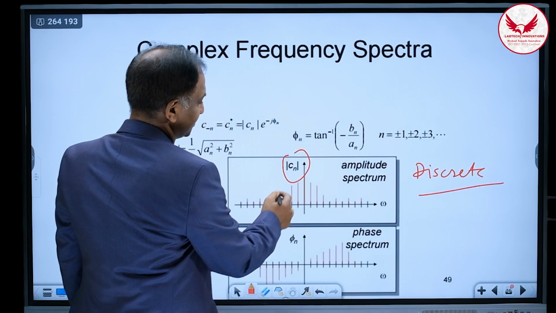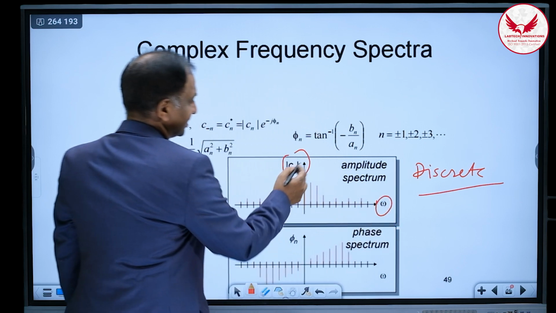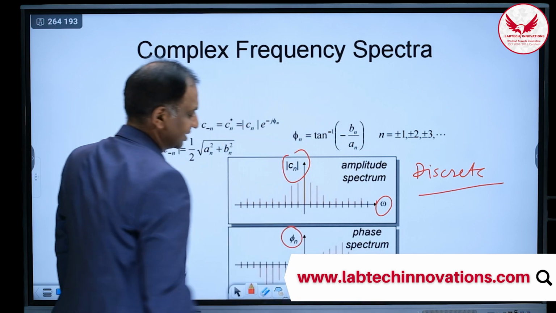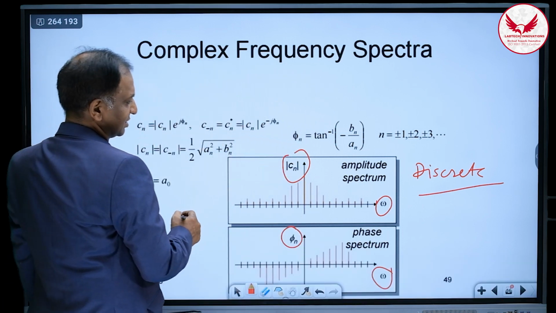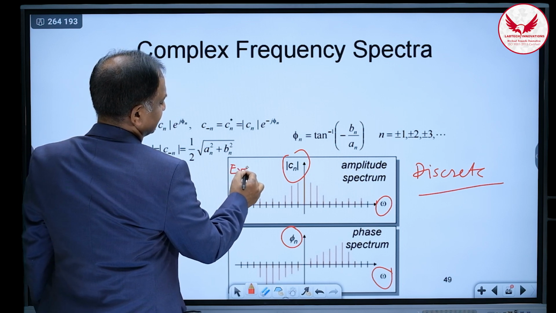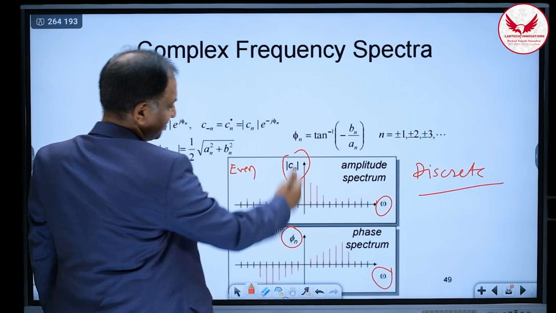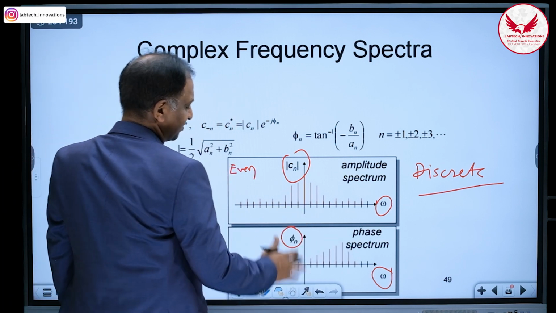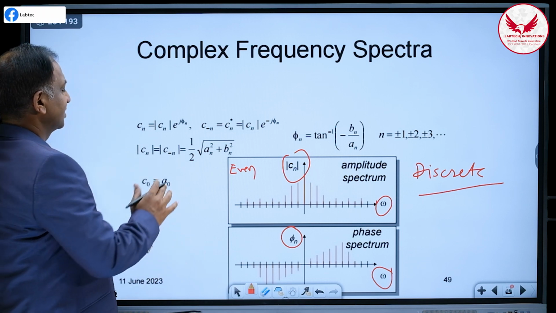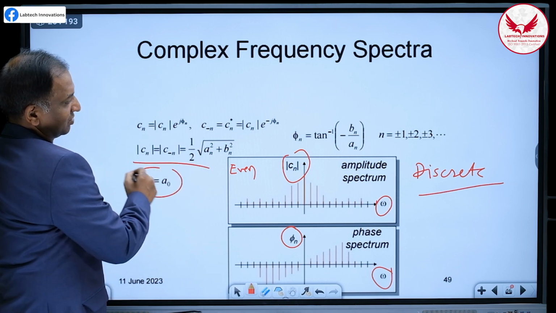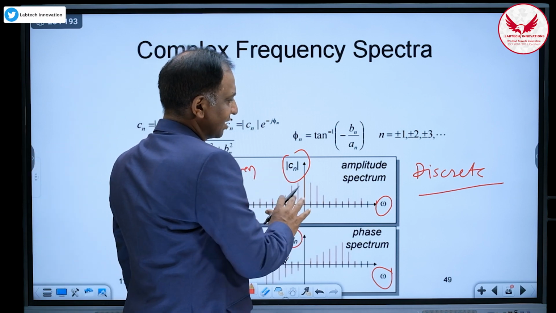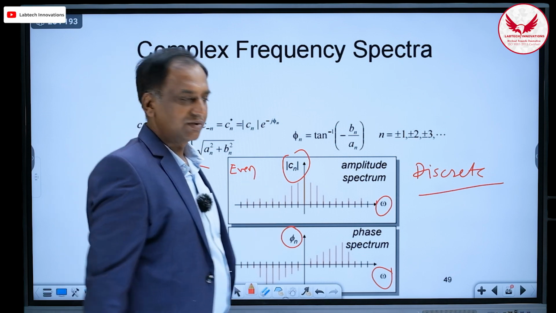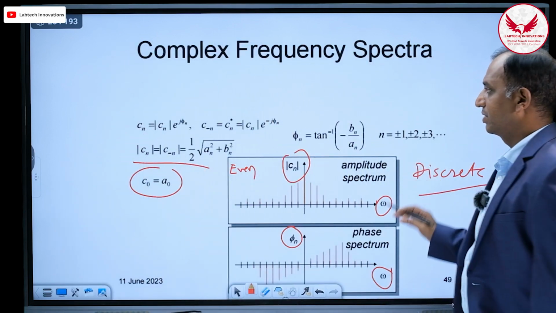The graph of magnitude with respect to frequency is called the amplitude spectrum. The graph of phase with respect to frequency is called the phase spectrum. This amplitude spectrum is an even function. It is always even, so it is symmetric with respect to the y-axis, and the phase spectrum is anti-symmetric with respect to the y-axis, that you remember. So you can find cn, c0, and phi n, which is called the angle, and for different values of n, calculate the values of cn and phi n, and you can sketch the amplitude and phase spectrum.